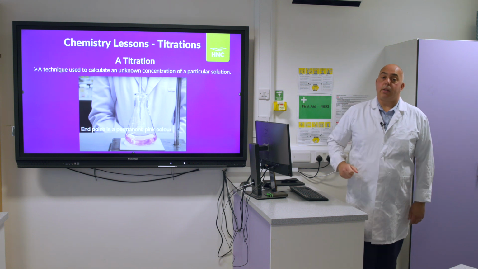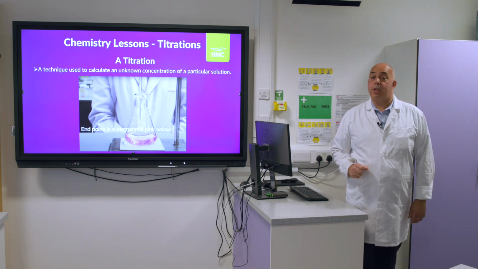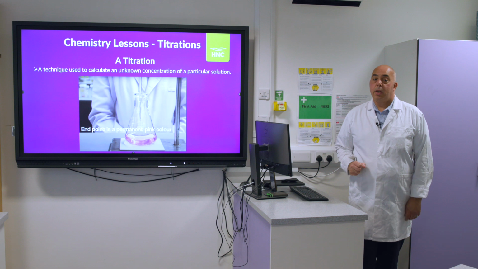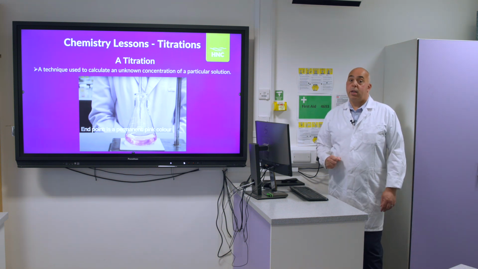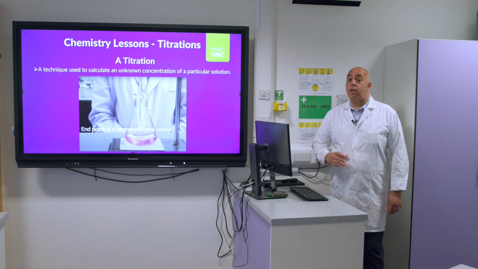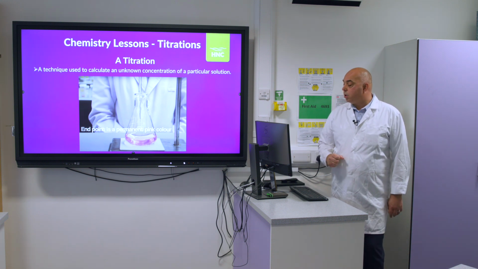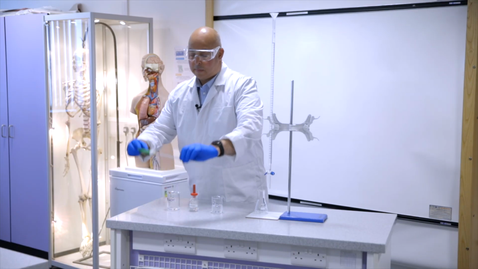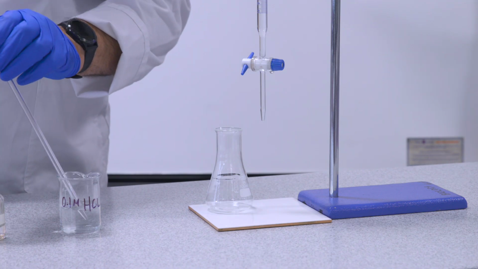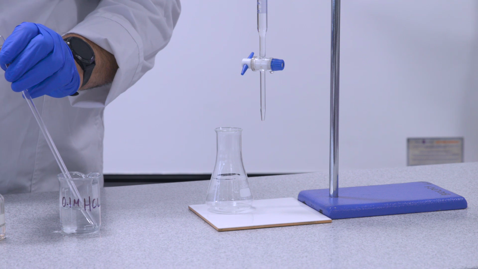Chemistry lessons. So one of the things that you'll do a lot of in chemistry is titrations. So titrations are used, it's a quantitative method. So the method that we use to find the quantity of an unknown concentration in a particular solution. So where would we see this? We would see this in the real world, particularly for medicines and in pharmacy.